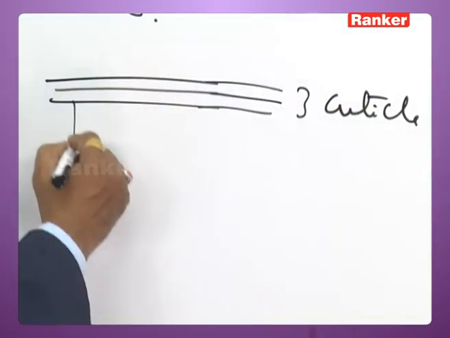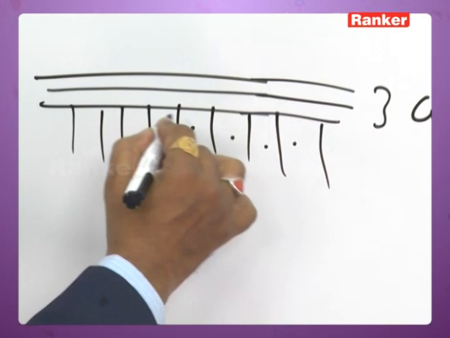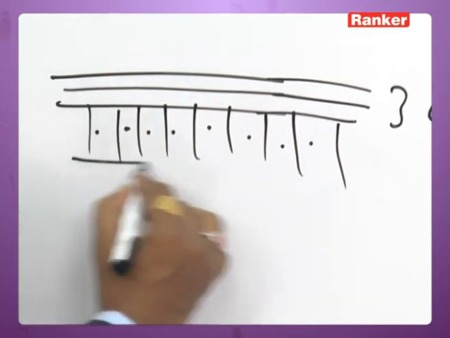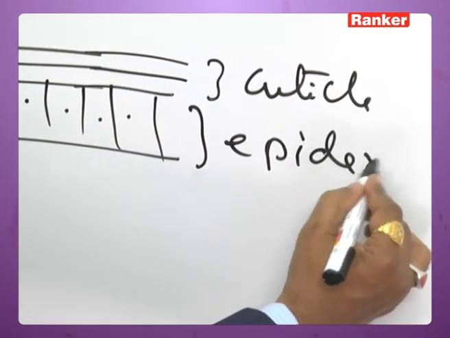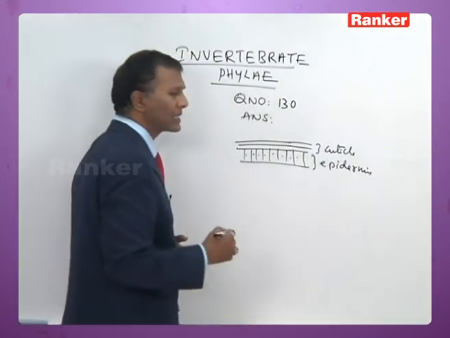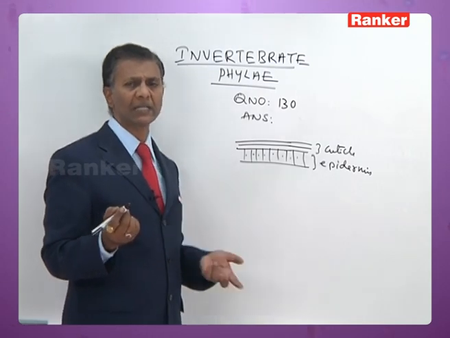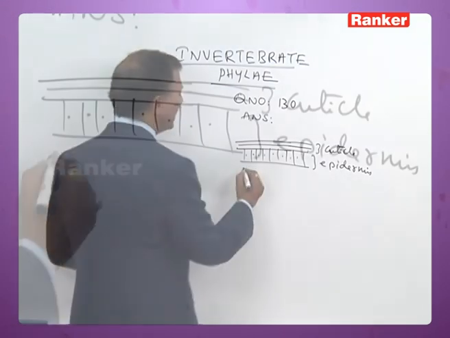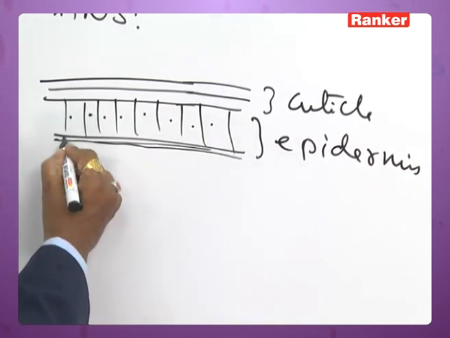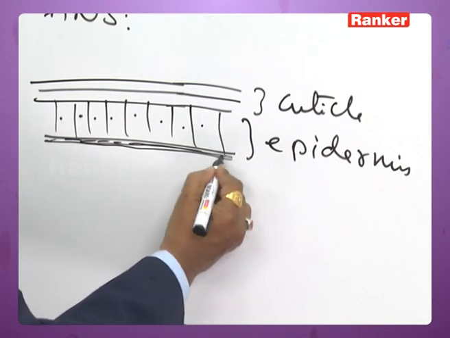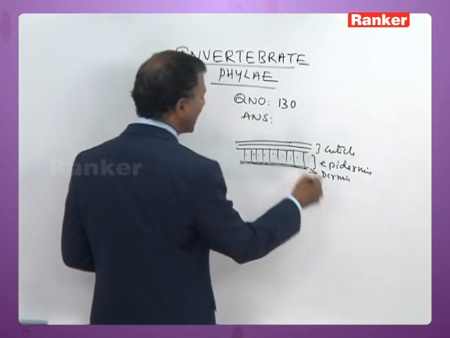Then this is the epidermal region. This is the epidermis, which is also called hypodermis here now. This epidermis contains, as I said, 4 types of cells: columnar cells, gland cells, basal cells and receptor cells. Then here it is dermis, or basement membrane. Then it has got musculature.